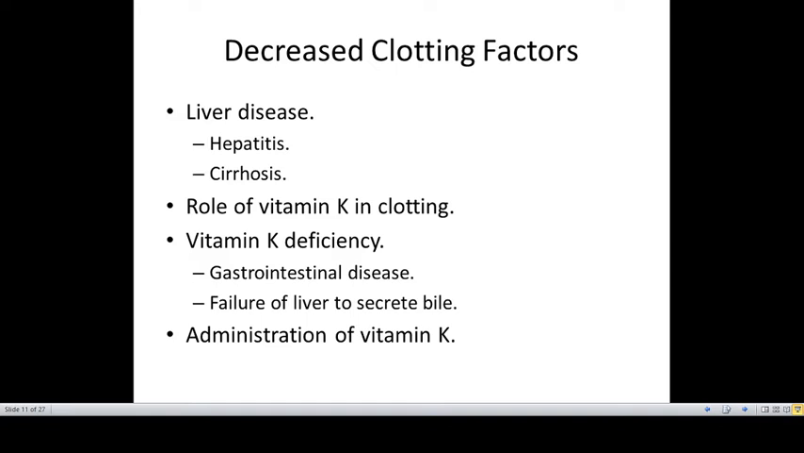The role of vitamin K in clotting is also important. Vitamin K is an essential factor to a liver carboxylase enzyme that adds a carboxyl group to 5 important clotting factors, namely prothrombin, factor 7, factor 9, factor 10, and protein C. As a result of this reaction, vitamin K itself is oxidized and becomes inactive.